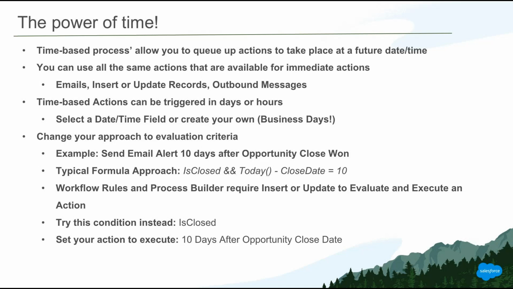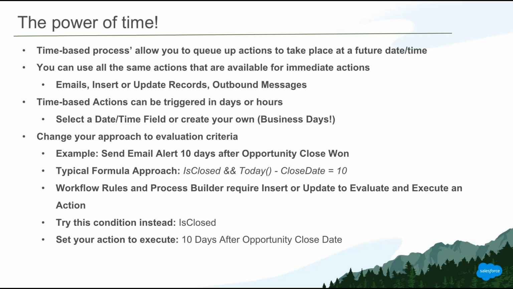And this is where, in my experience, most people trip and fall, because we're used to something taking place and an immediate action. So if you were writing that as an immediate action, you might write a formula that looks like this: IsClosed and TODAY() minus CloseDate equals 10. That's basically saying, if the opportunity is closed, which is just a system-level field on opportunity, and we're looking at the current day and we subtract the close date, if it's 10, that means 10 days later, we want to send that email out. Okay, that seems pretty legit.